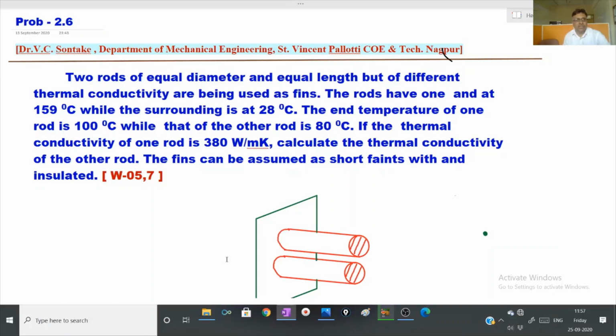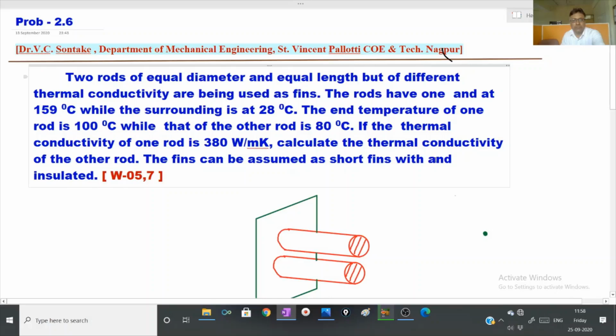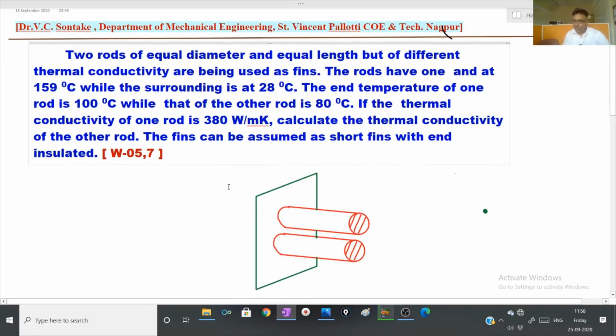If the thermal conductivity of one of the rods is 380 watt per meter Kelvin, calculate the thermal conductivity of the other rod. The fins can be assumed as short fins with end insulated. So in order to solve this problem, let us draw the schematic first.